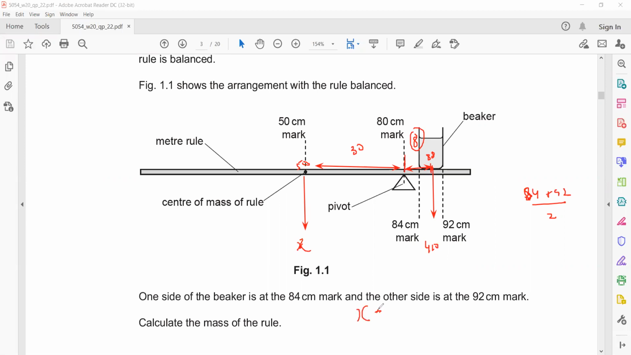So x into 30 is equal to 8 into 410. So x will be equal to 8 multiplied by 410 divided by 30. This will give us the value of the meter rule mass, which is about 110 grams.